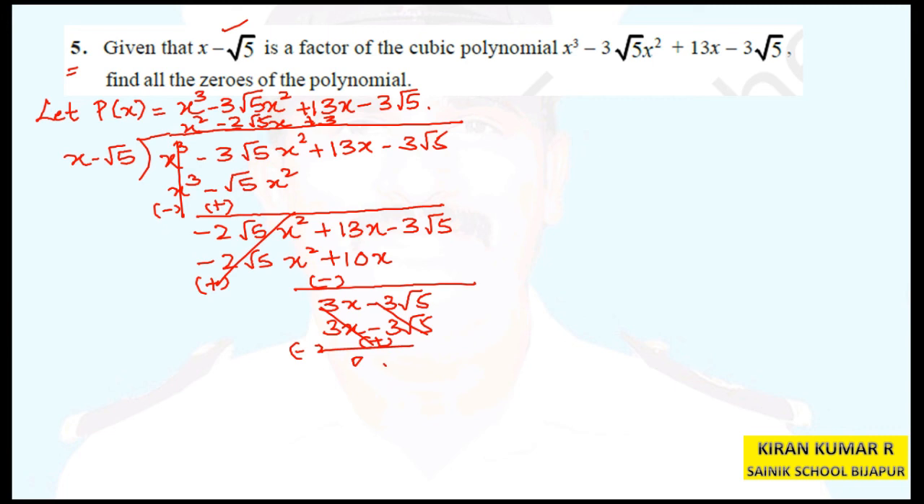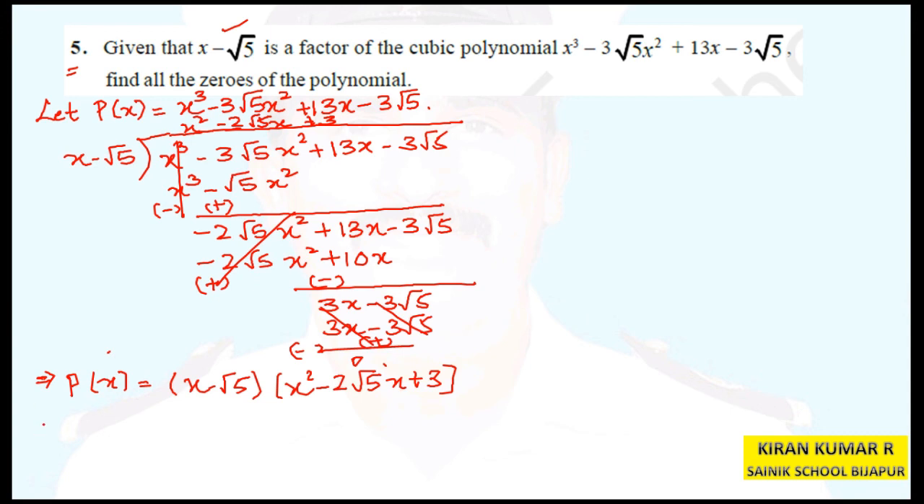So it means that our given polynomial is the product of x minus root 5 and x square minus 2 root 5 x plus 3. Now we need to factorize x square minus 2 root 5 x plus 3. How do we factorize that? Let us follow a different method.